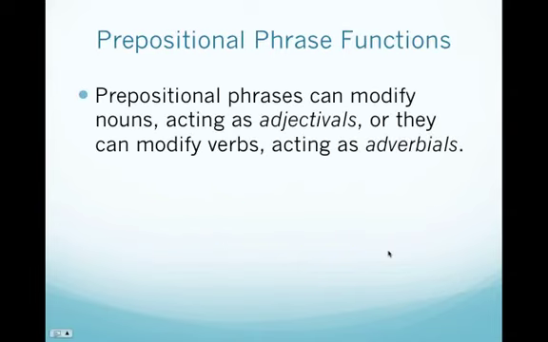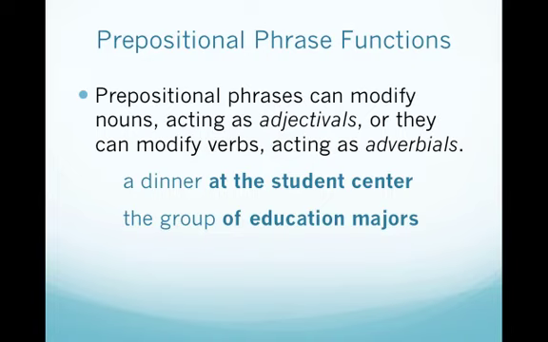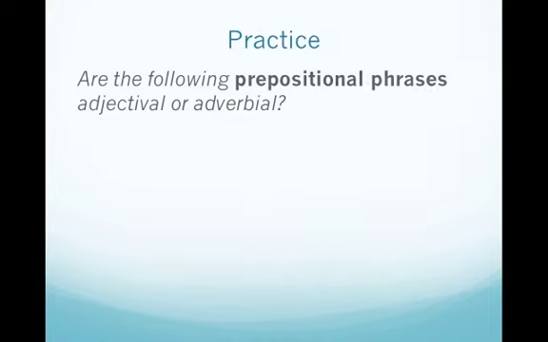Prepositional phrases are beautiful things because you can use them as adjectives. They can modify a noun, tell you where or when a thing is, but they can also modify verbs, telling you where or when something happened. Here's an adjectival prepositional phrase, a dinner. Where? A dinner at the student center. The group. What group? The group of education majors. To drive. Where are you driving? Along the main road. Prepositional phrases allow us to modify our nouns and verbs to give a more vivid picture of what's going on. So here's some practice.